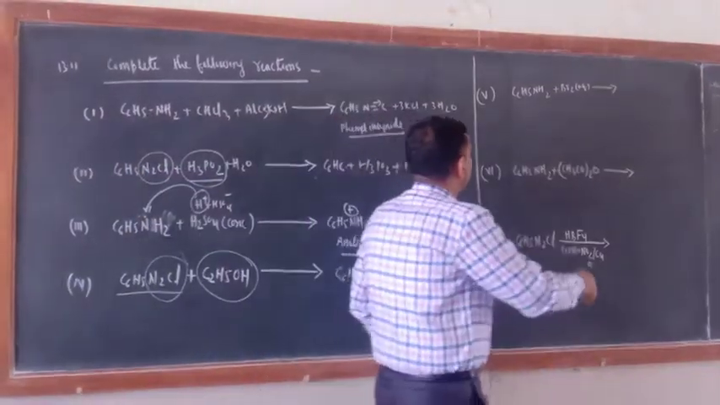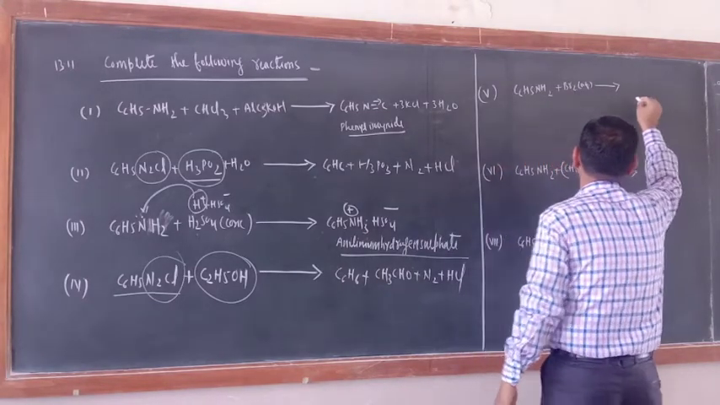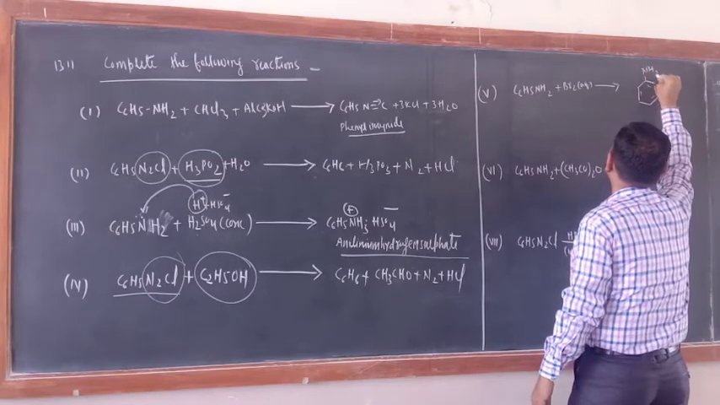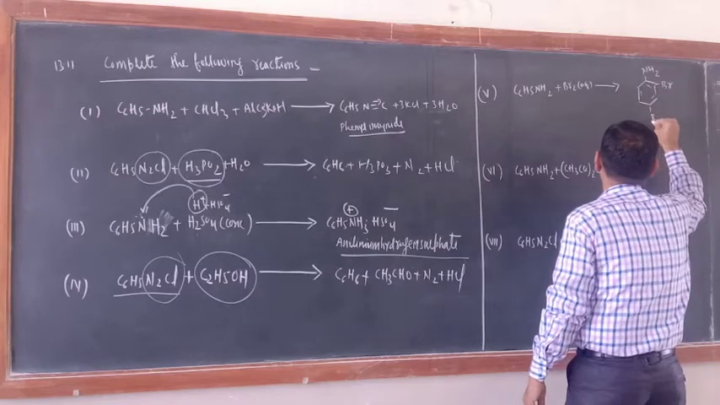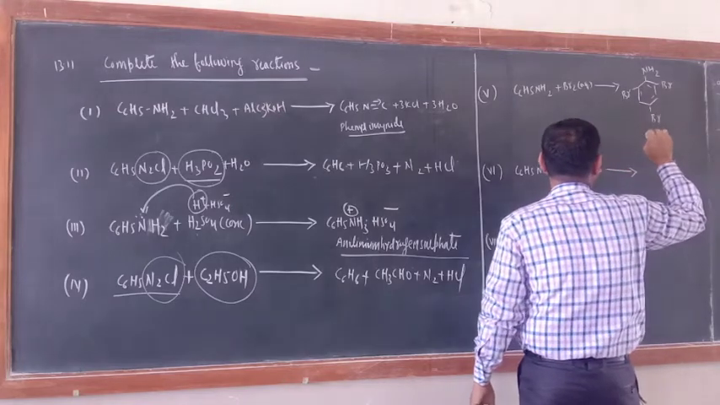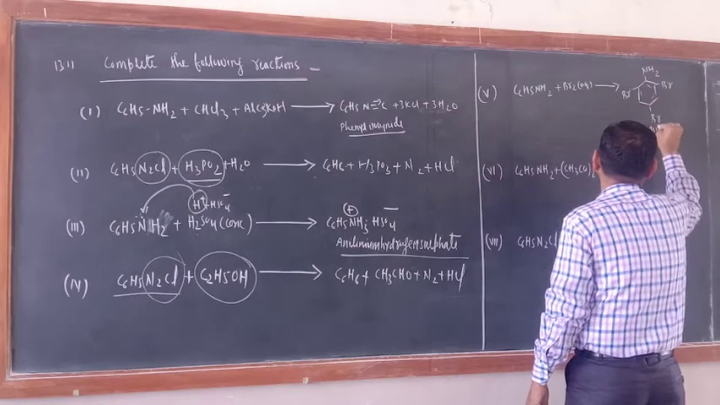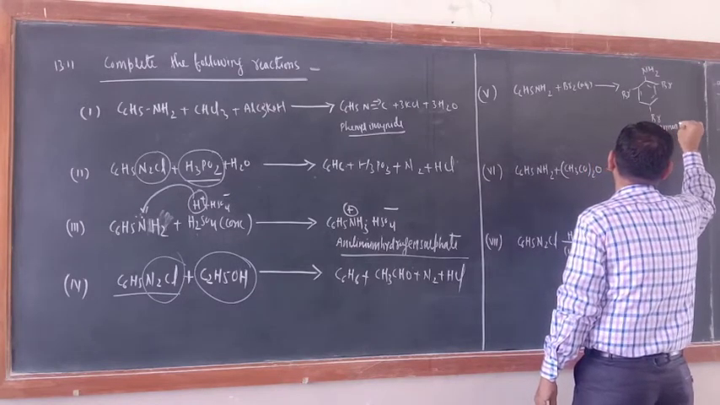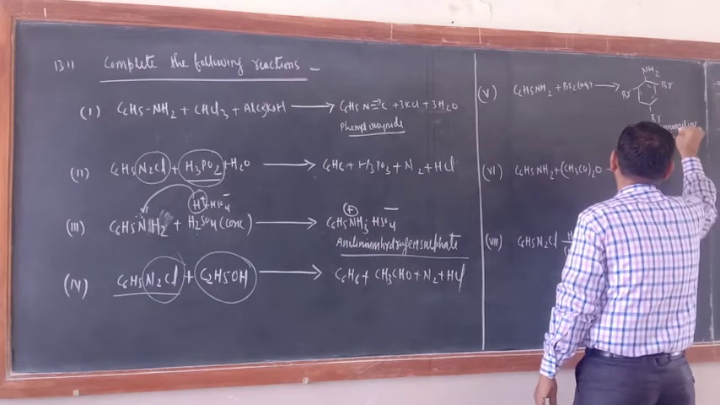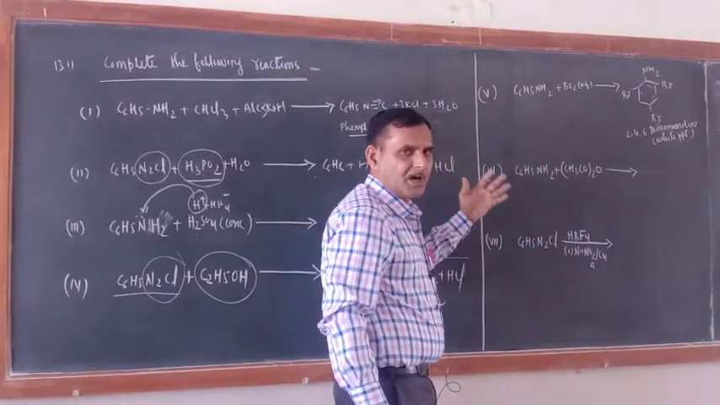What about this one? This is C6H5NH2. Now here aqueous Br2. This is a very famous reaction. Here just see, NH2 is an ortho-para-directing group. So the product is 2,4,6-tribromoaniline. What is this? A white precipitate. Okay, this is a test for aniline also.